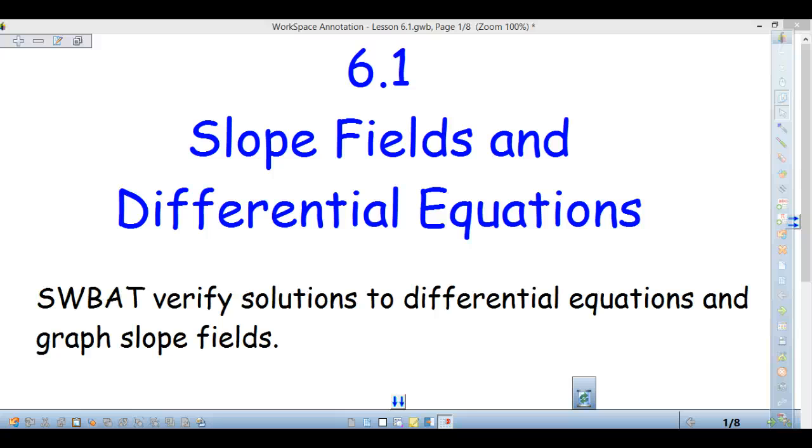In this lesson, we will be doing an introduction to what a differential equation is. We've already looked at them a little bit this year, but we're going to be formally studying it in this unit. And then we'll also introduce what a slope field is. In this lesson, we'll be identifying a slope field and attaching it to a differential equation. And then in the subsequent lesson, we will be actually sketching slope fields, rough sketches by hand.